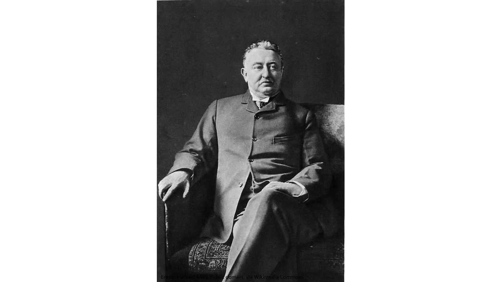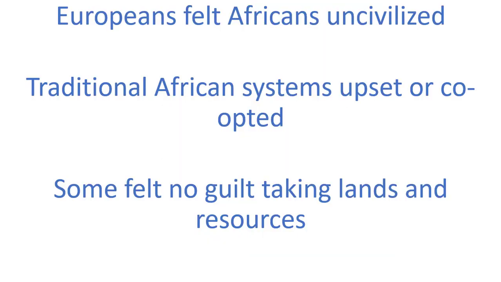Rhodes's attitude toward African natives was characteristic of European views more generally. Rhodes claimed that white Europeans were simply a better race than black Africans, and that alone justified the conquest of the entire continent. Many Europeans felt Africans were either barely civilized or completely uncivilized.